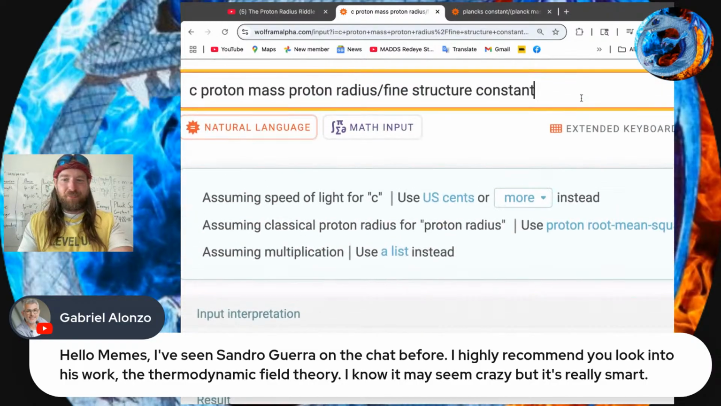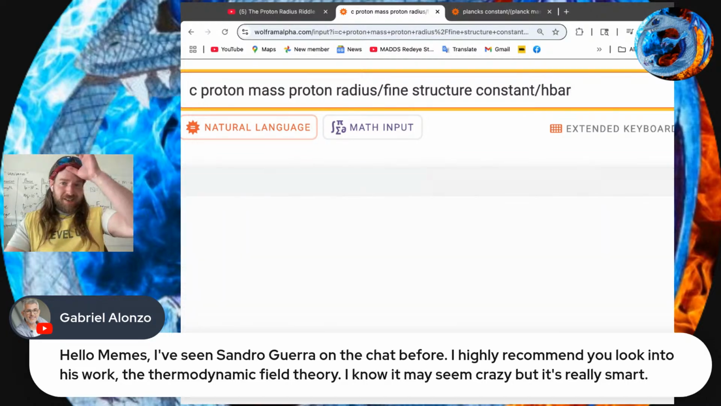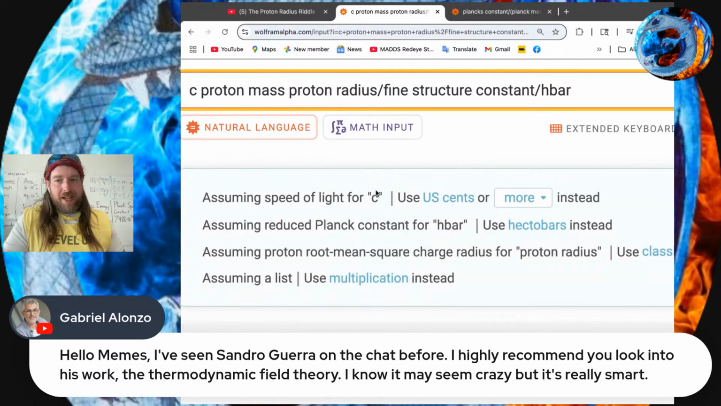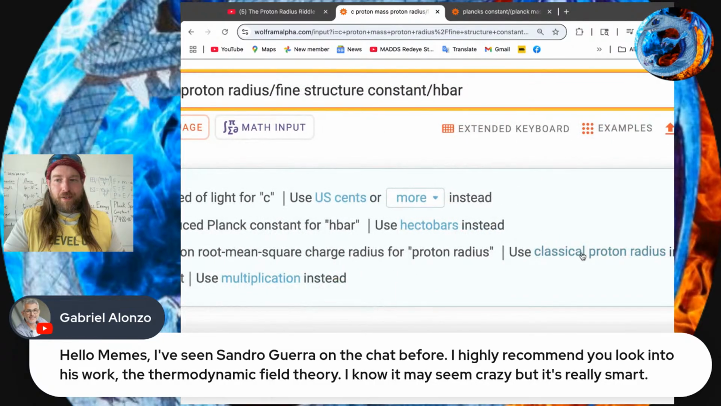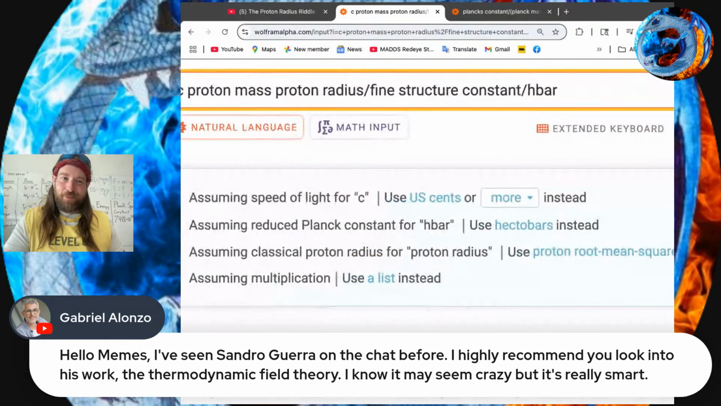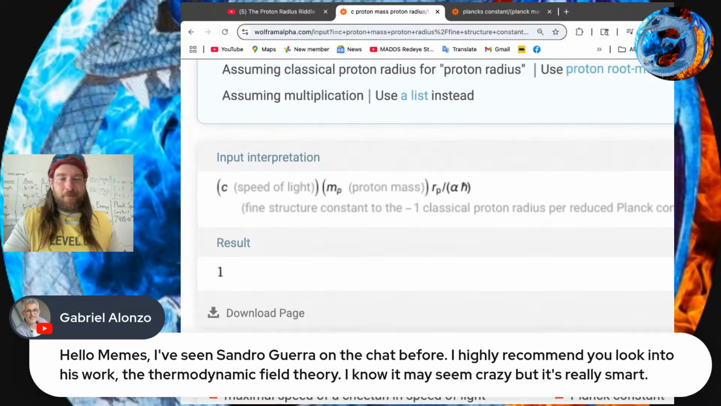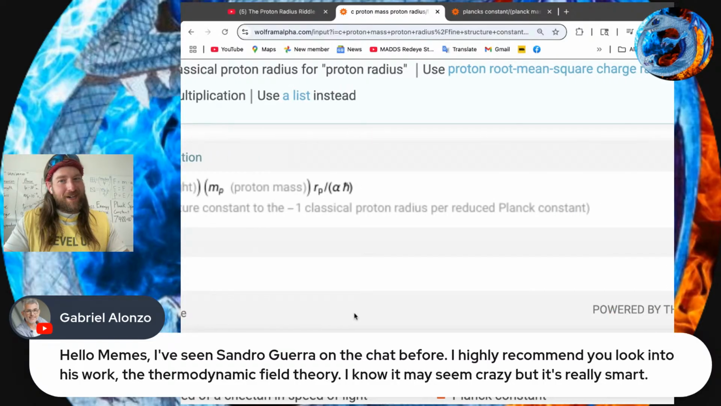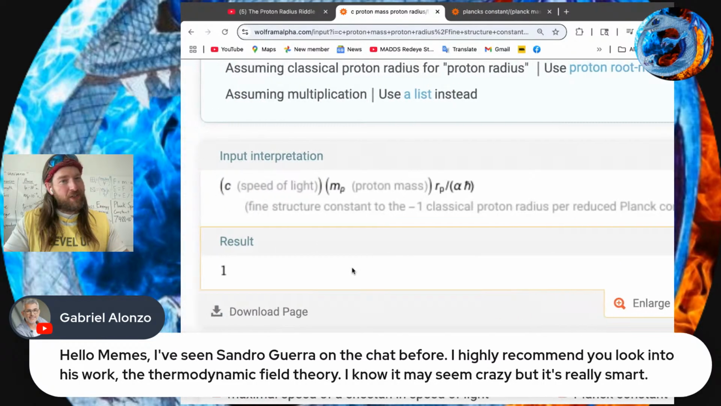So let's just divide this by hbar. I think I might need to re-verify. Yeah, we're going to want to use the classical proton radius, and we're going to want to do multiplication rather than a list because I'm just listing a whole bunch of arbitrary things right here. Okay. So again, Wolfram Alpha, full disclosure, Wolfram Alpha is rounding, but at least for our initial investigation of this, when you take this expression and you divide it by the elementary unit of action, hbar, we come back with 1.